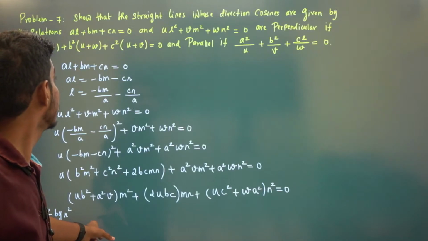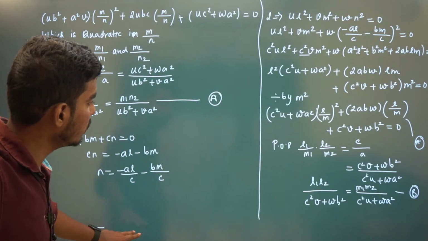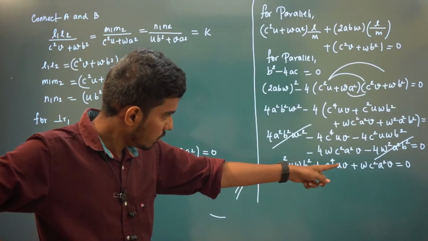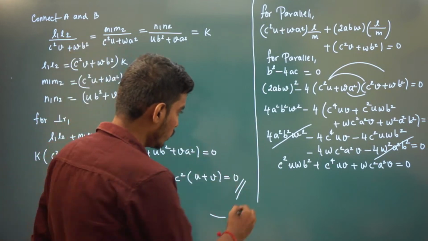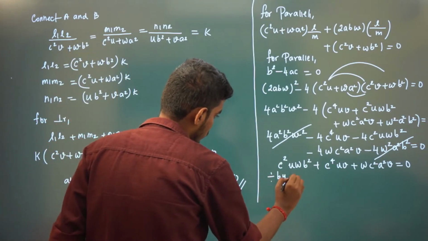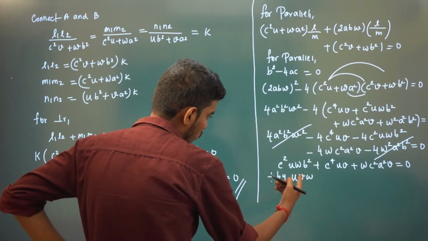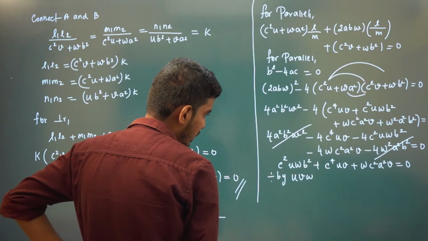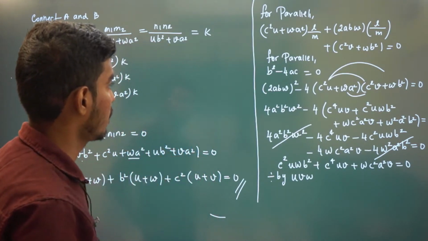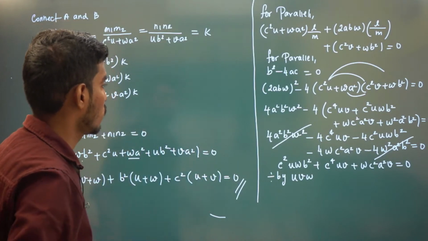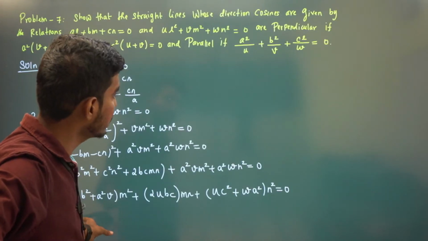We should have A square by U, B square by V. Okay, we should only have A square here. That means A square by U. Okay, divide by UVW. Divide by UVW, so VW will get cancelled. A square U, B square V. Yes, we have got the answer.